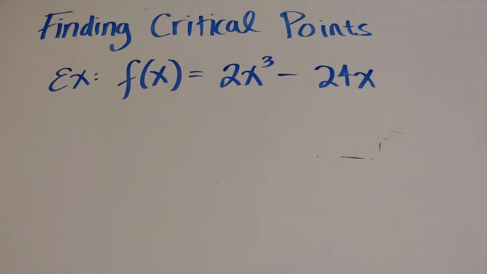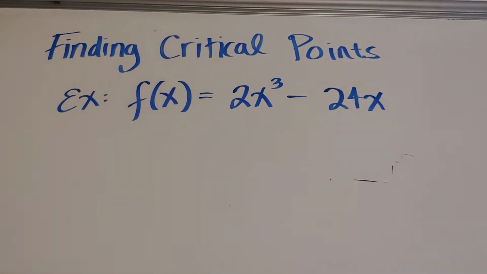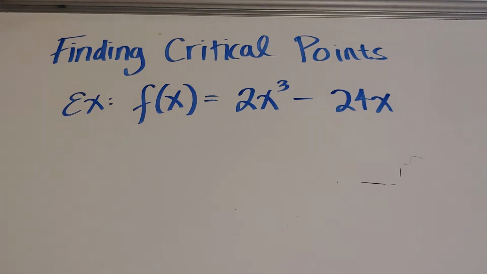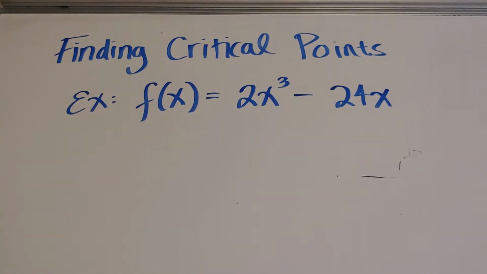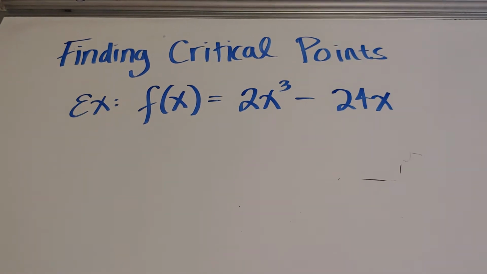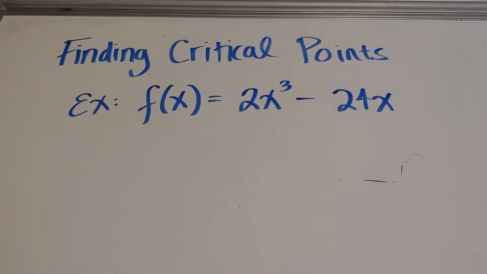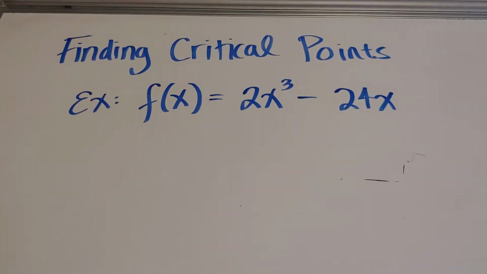In this video, we're going to look at finding critical points. Critical points are basically where your derivative equals 0 or is undefined. Here, we're just going to look at where it's equal to 0. The undefined case happens when basically your derivative has a denominator or any sort of funky spots.